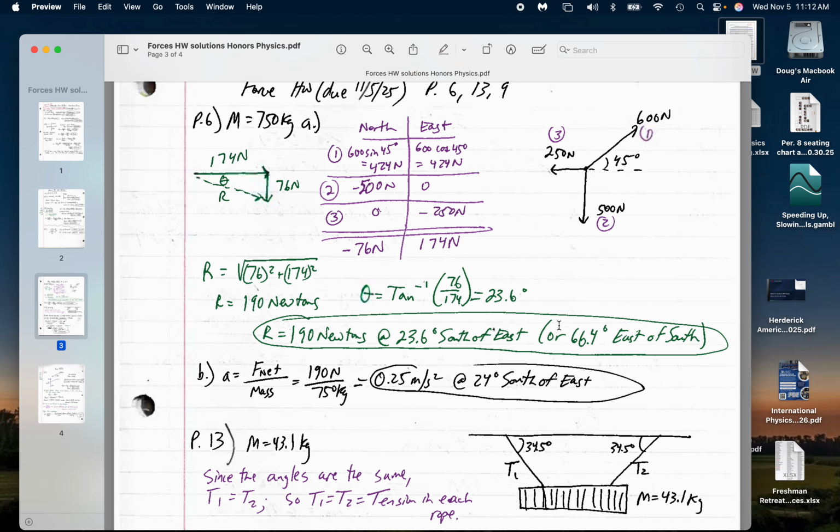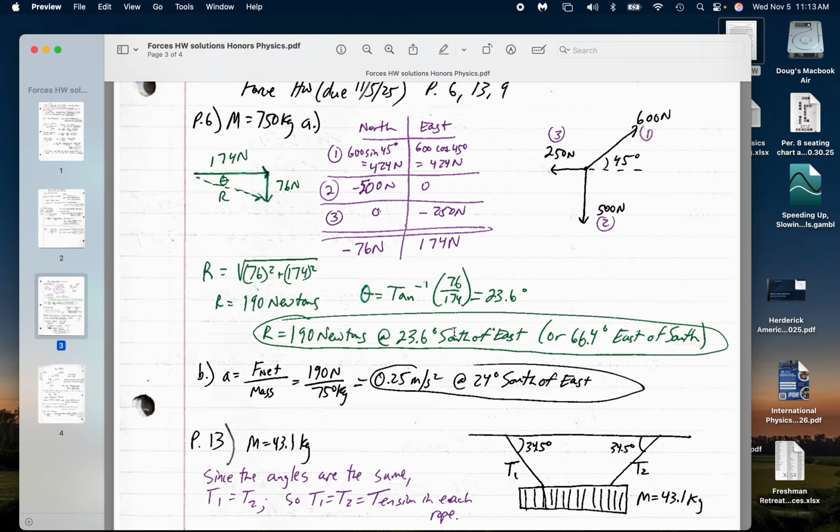The acceleration is simply now that net force over mass. Same direction, you probably don't really need to say that, but 190 newtons of net force divided by 750 kilograms of mass of the polar bear. And so it's 0.25 meters per second squared.